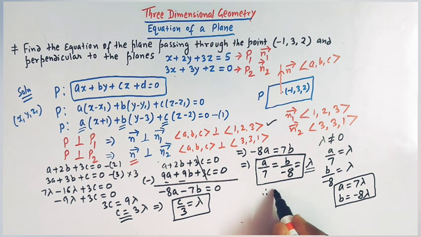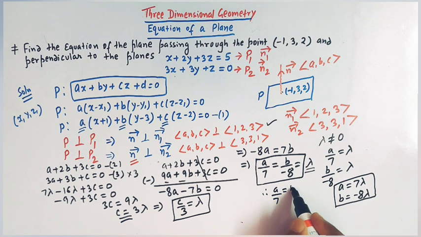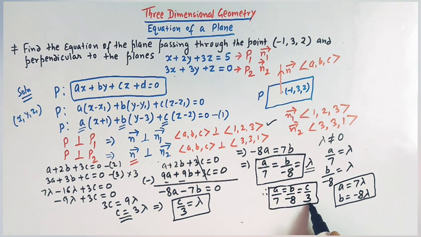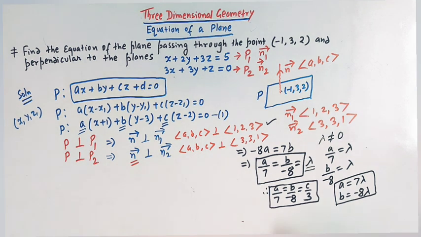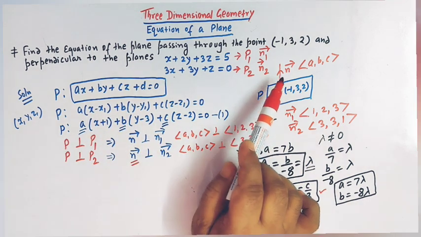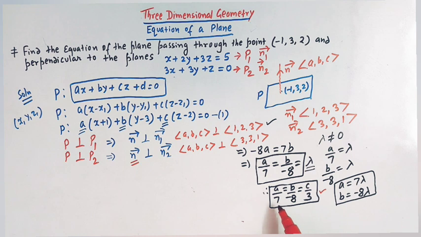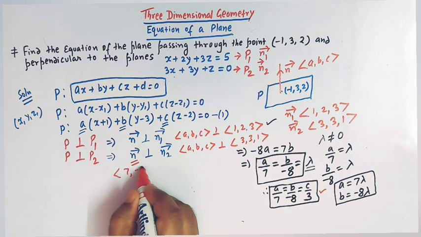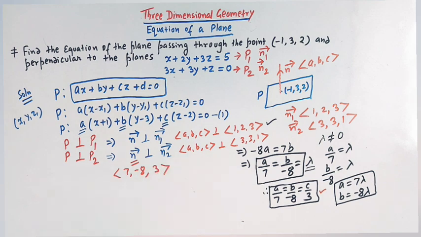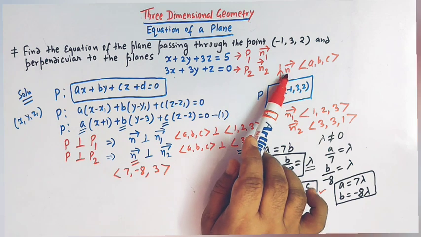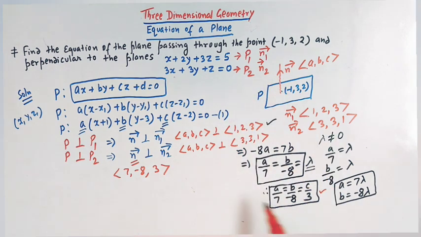So now we have a over 7 is equal to b over minus 8 is equal to c over 3, right? So now we have this equation. From this equation, we see that the direction ratios of the normal vector n are 7, minus 8 and 3, right? So we can claim that the direction ratios of the normal vector n are given by 7, minus 8, 3.